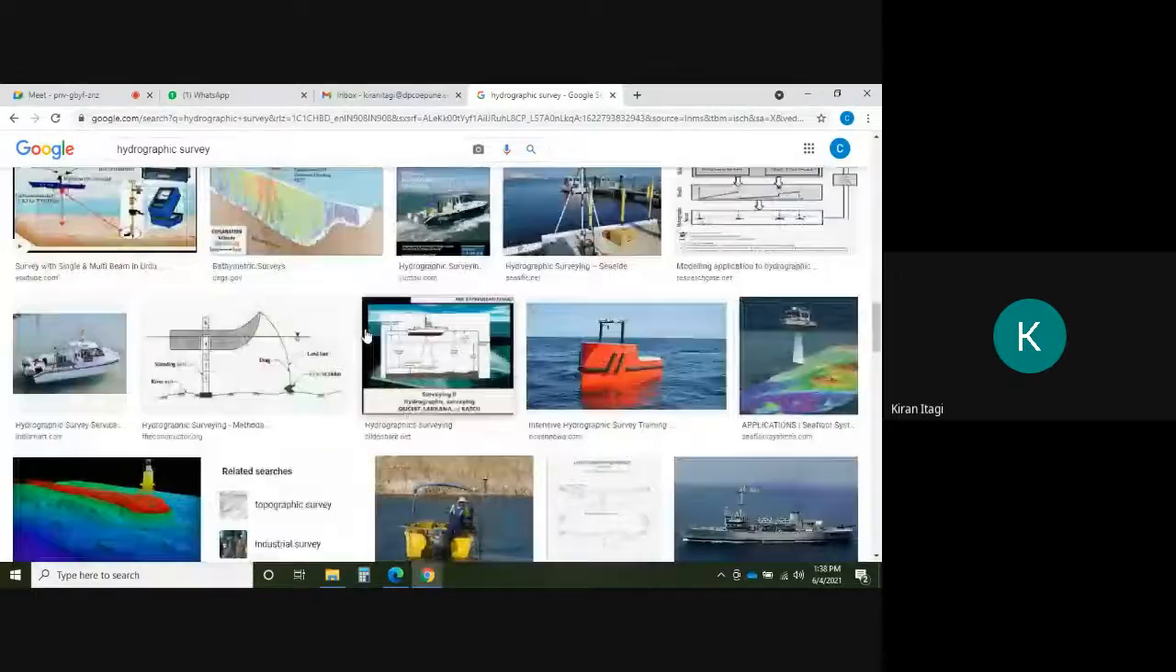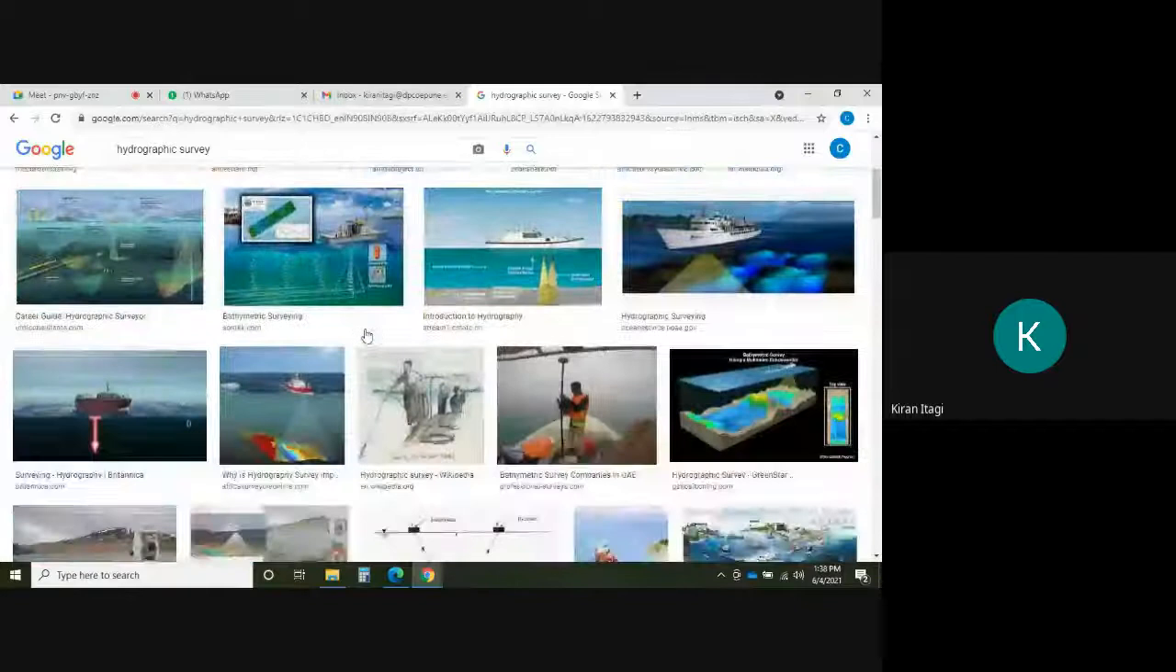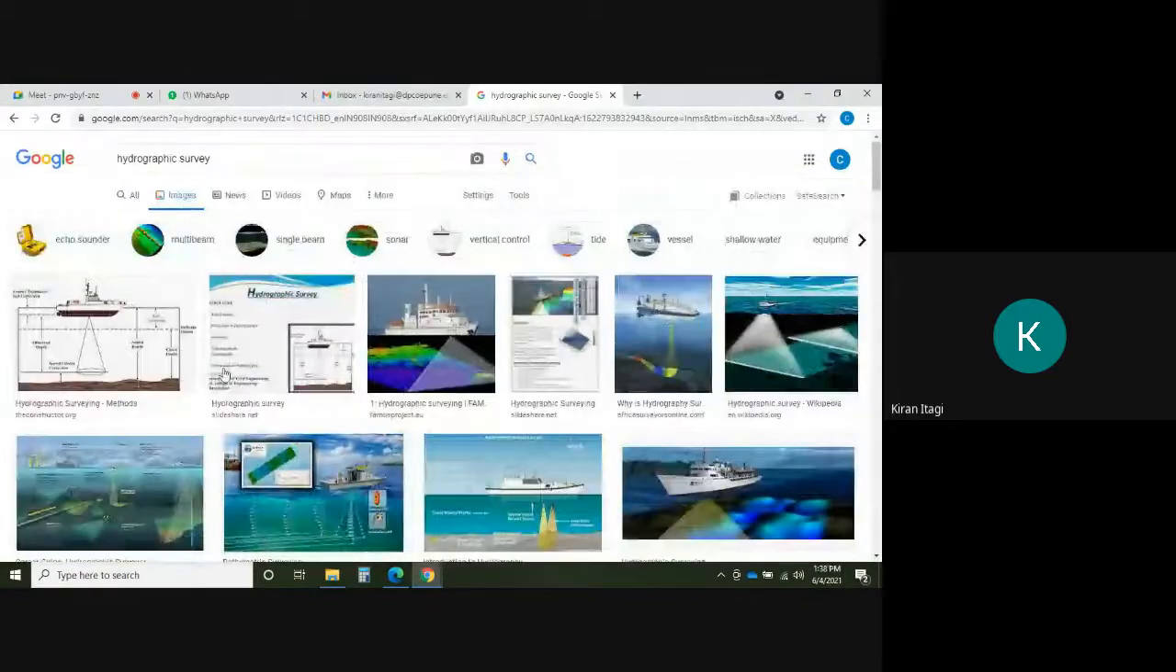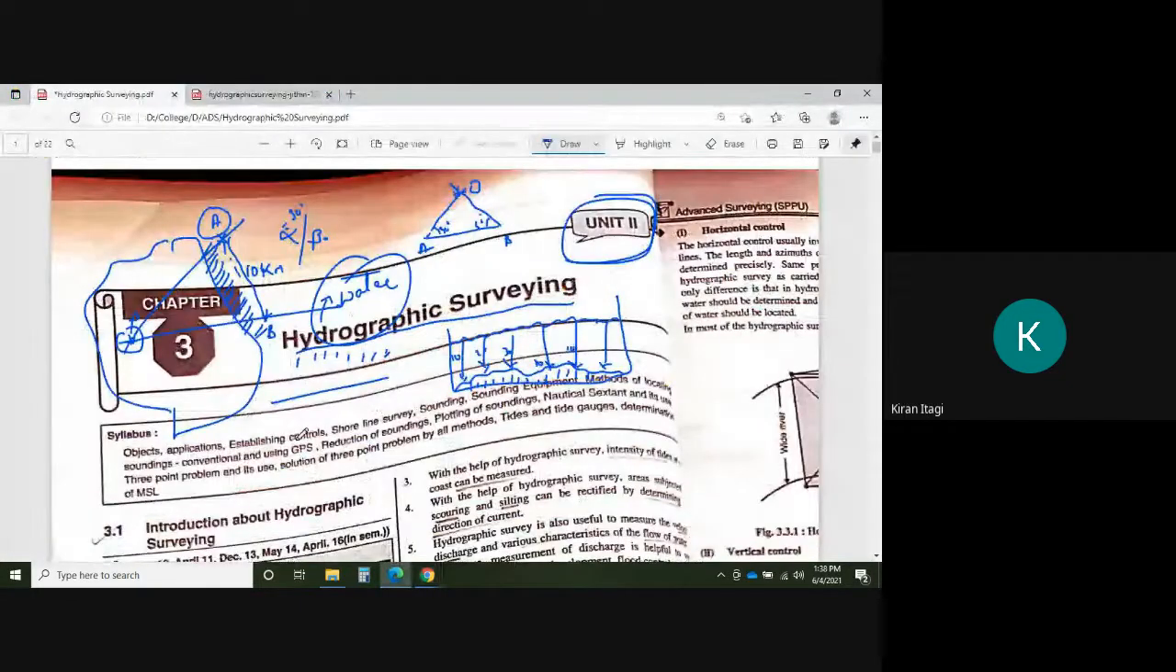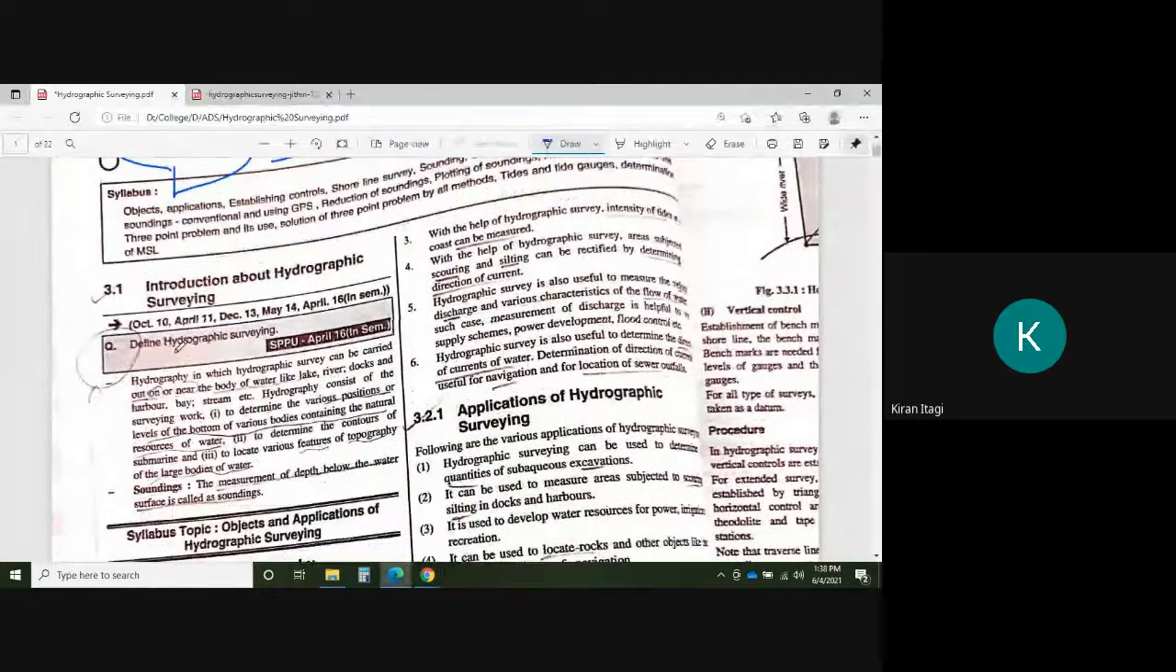Whatever surveying we do in water bodies, we will call it a hydrographic survey. Images are there, and simultaneously I will show some figures and explain. Okay, we enter into the concept of hydrographic surveying.